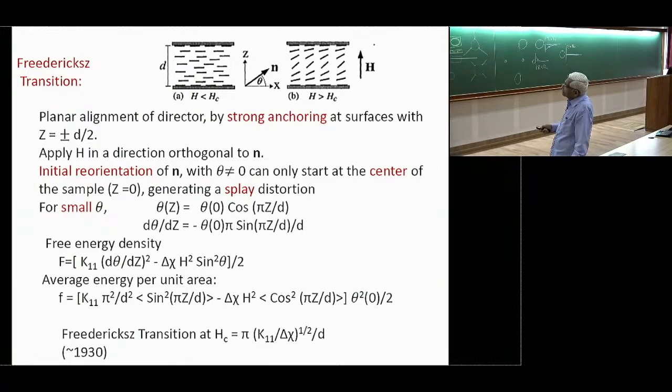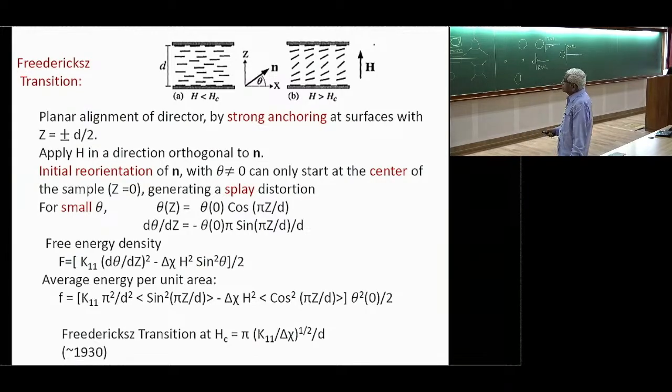The free energy density becomes, you can see that the initial distortion will only splay. So K11, which is the splay elastic constant, d theta by dz squared. And then this is the magnetic energy, which has a negative sign because that depends upon the angle made by the director with the field; sine theta is the other angle. So I have to take sine squared theta. So I can then calculate the average energy per unit area. Sine squared pi z by d and cos squared pi z by d average to half in such a problem.